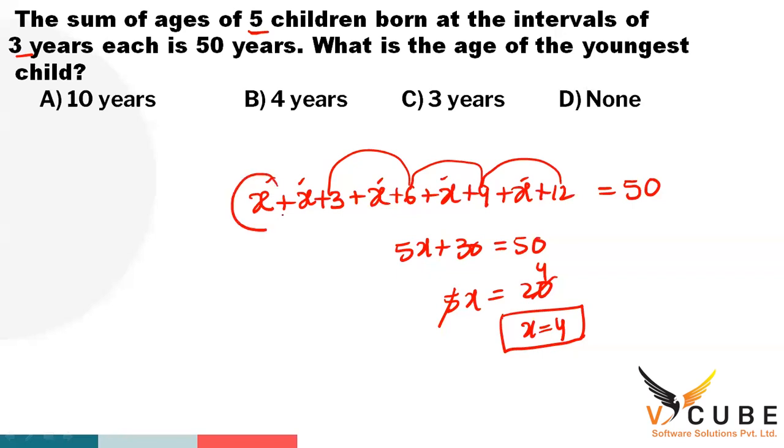Find out the youngest child. Youngest child means the X value. That's why option B is the right answer. Youngest child's age is 4 years. First read the question properly, we'll get the answer, guys. I think no need for pen and paper.